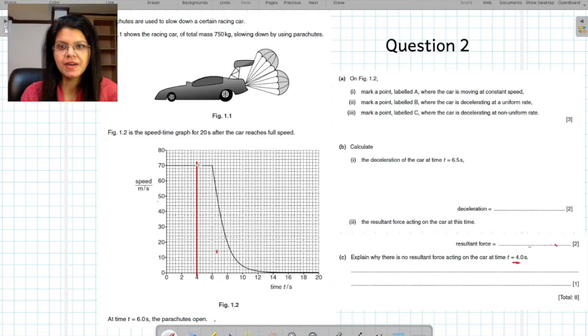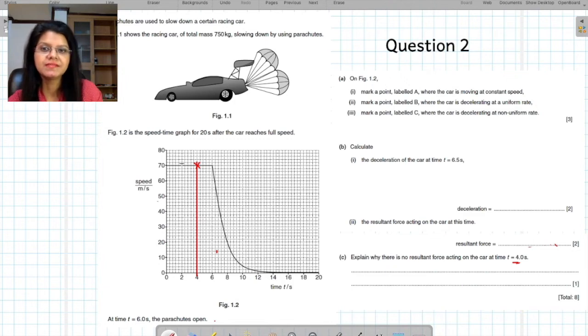So they are talking about this point. Why no force is acting? Look at the speed. The speed has been constant. Constant speed means acceleration is 0. Constant speed, 0 acceleration. When the acceleration is 0, what happens to the resultant force acting? It is 0. Why? Why is the resultant force acting as 0?